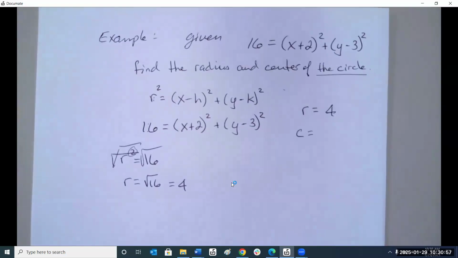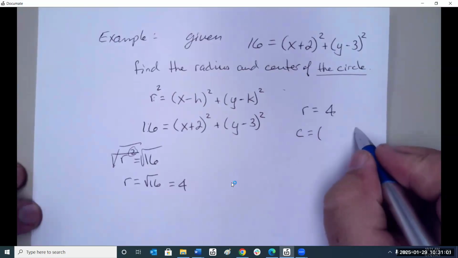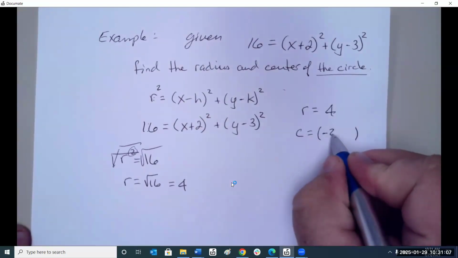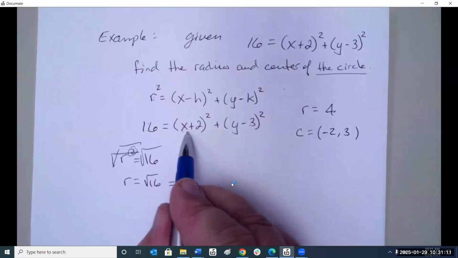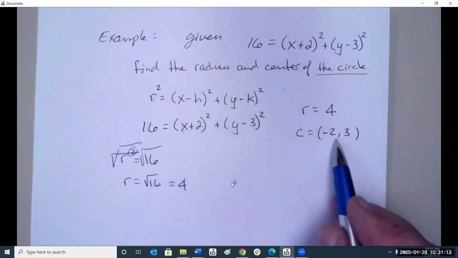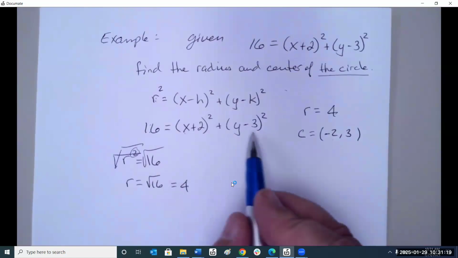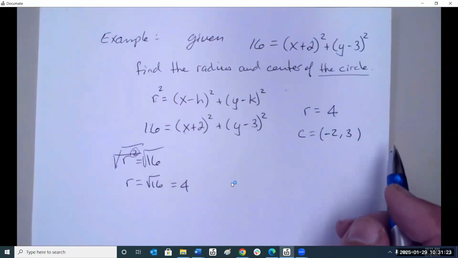And the center is what? Just the opposite. -2, +3. Whenever you're solving for something inside parentheses, it's always the opposite. So if this is +2, the answer is -2. If this is -3, the answer is 3. Here's the reason why.